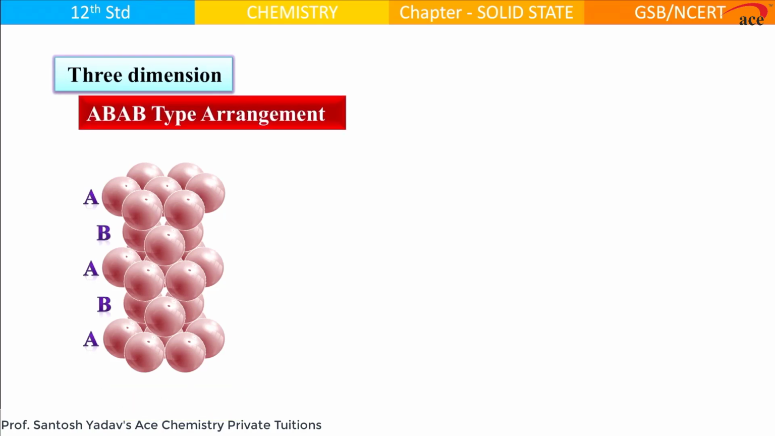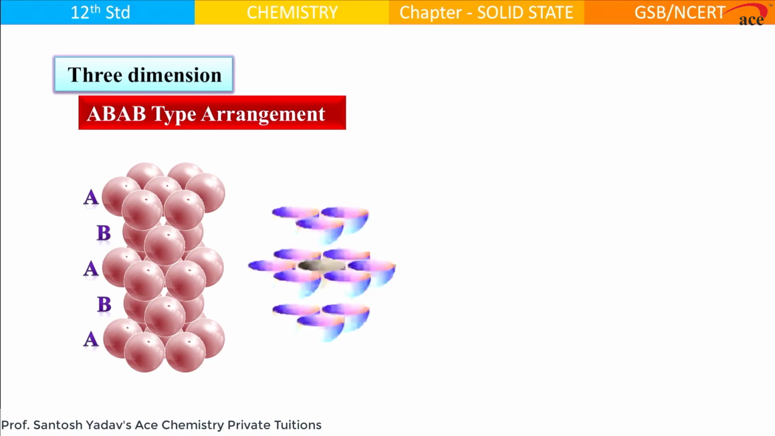Now, we come to AB type of arrangement, 3-dimensional. Now, if you take out this layer, then it will look like this. This layer it will look like this, and this layer will look like this. If you take this as a desired sphere, it is in direct contact with how many spheres? It is in direct contact with 6 spheres in a layer. In one layer, 6 spheres.